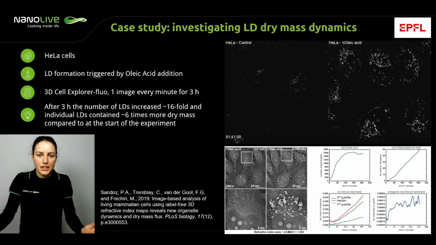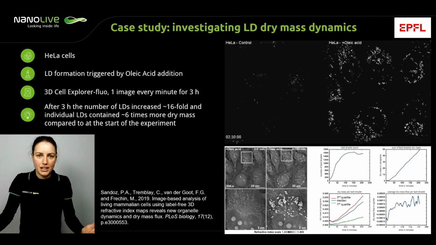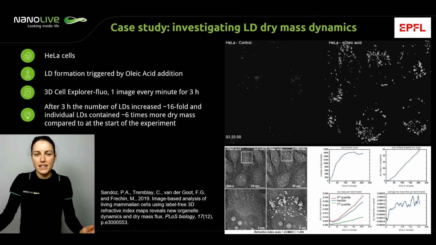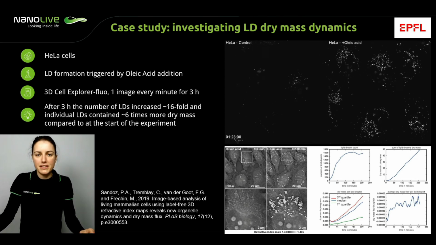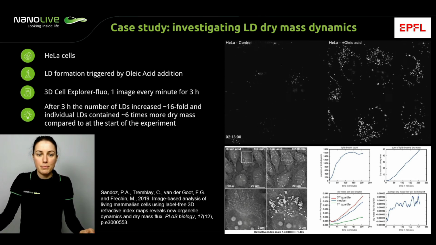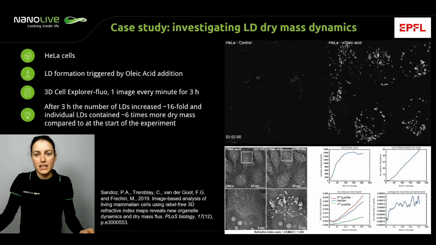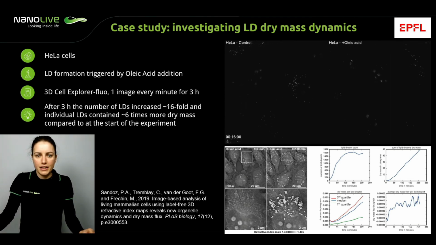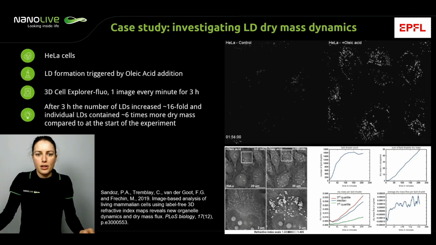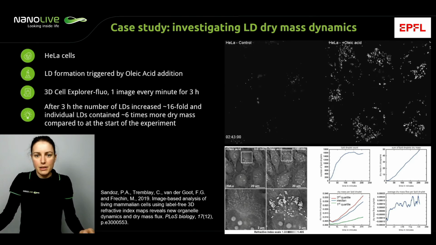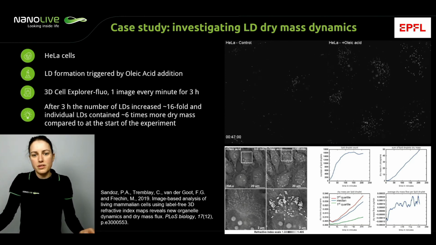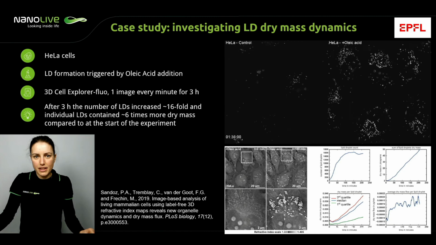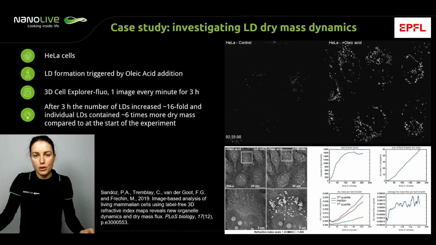If you're looking for further inspiration on how you could use Nanolive imaging, then I would point you to this excellent article published last year in PLOS Biology by the Dean of the Life Sciences department at EPFL, Professor Gisou van der Goot and colleagues. In this article, oleic acid is used to trigger lipid droplet accumulation in HeLa cells. The authors then quantify the number of lipid droplets and quantify how their dry mass evolves over time.